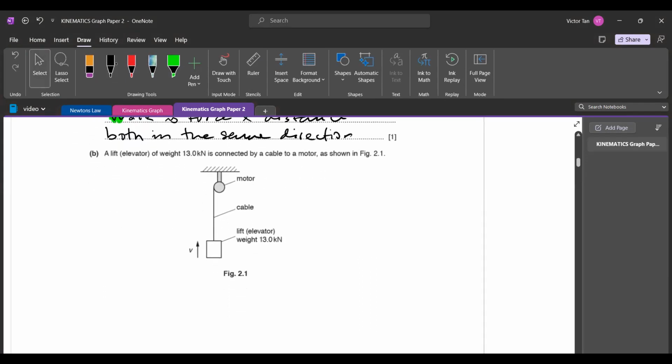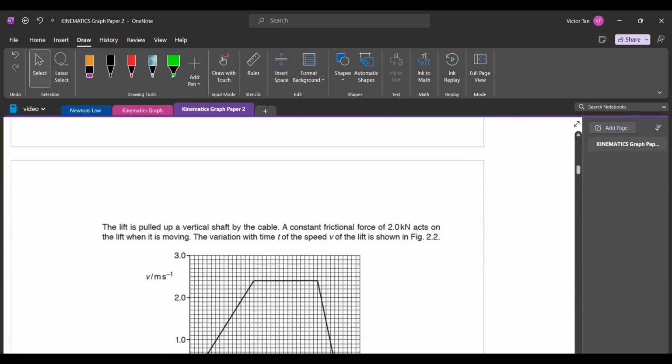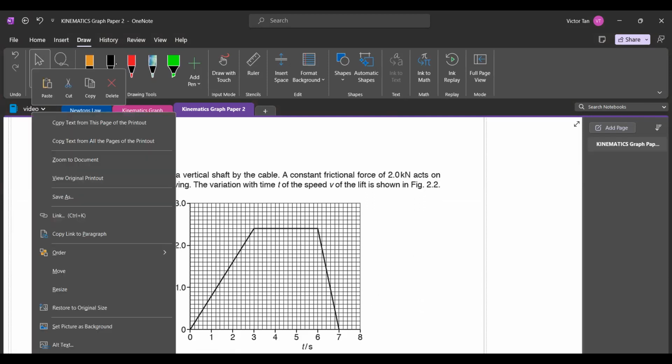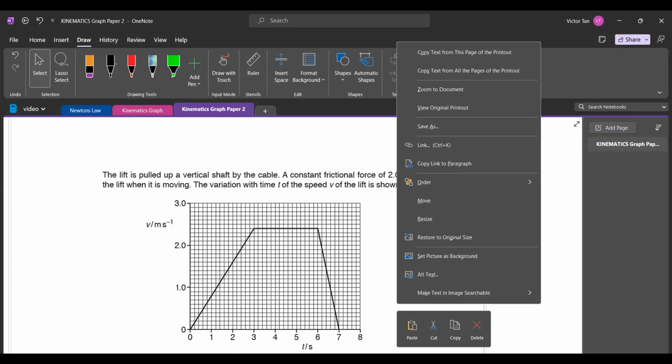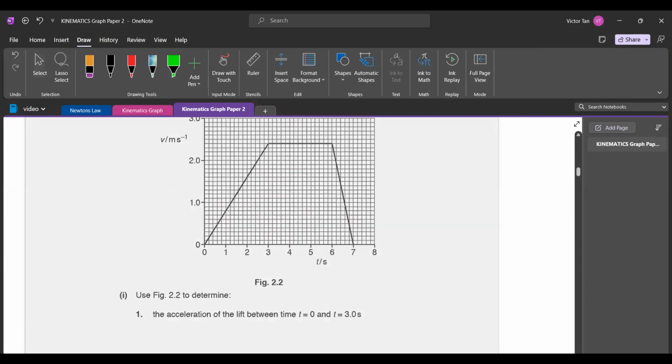A lift of weight 13 kilonewton is connected by a cable to a motor as shown in the figure. So the weight is 13 kilonewton. The lift is pulled up a vertical shaft by the cable. A constant frictional force of 2 kilonewton acts on the lift when it is moving. The variation with time t of the speed of the lift is shown in figure 2.2. Okay. Find the acceleration of the lift between t equals 0 and 3 seconds.